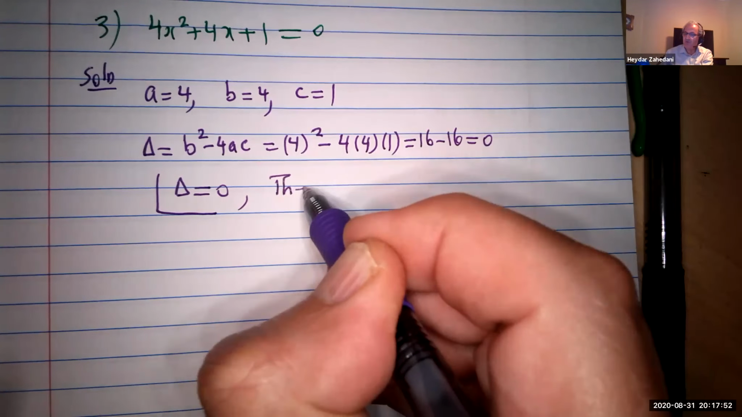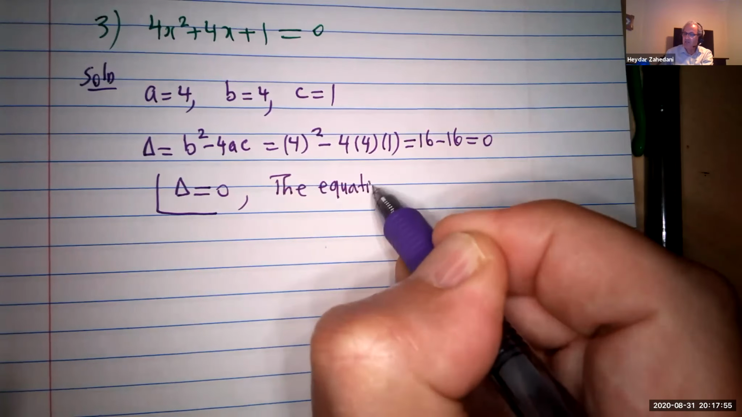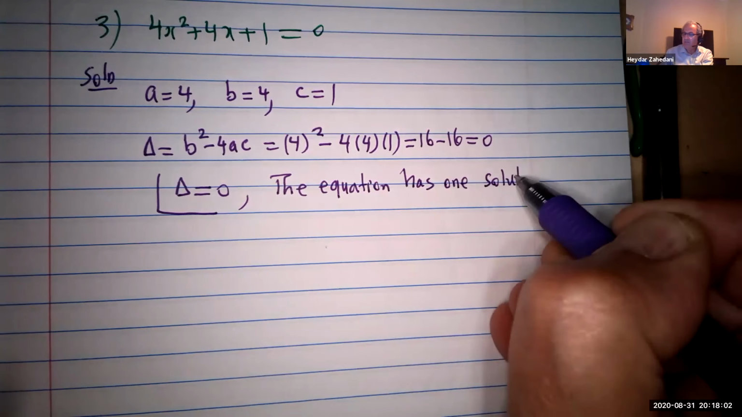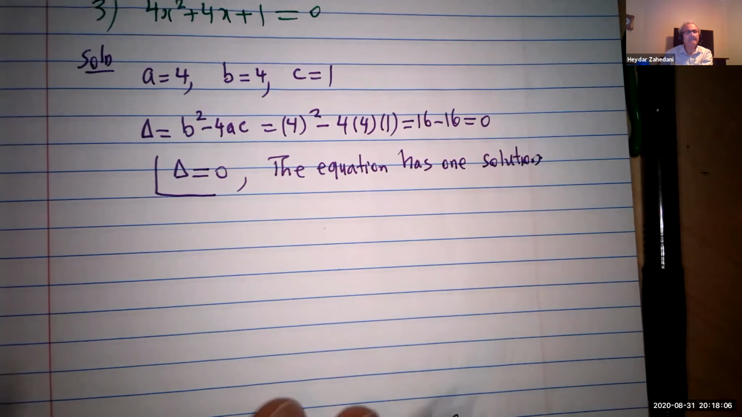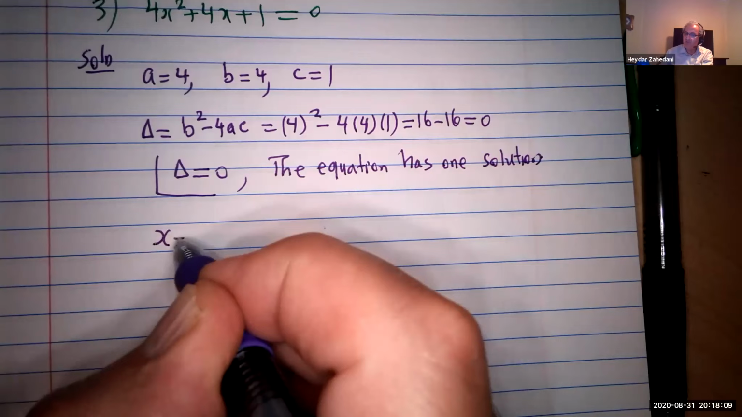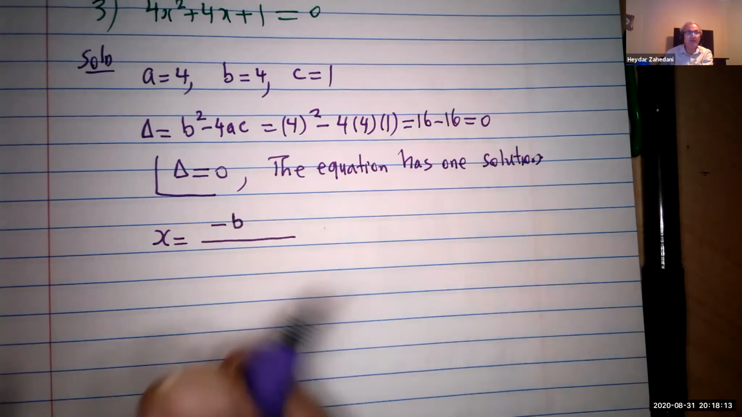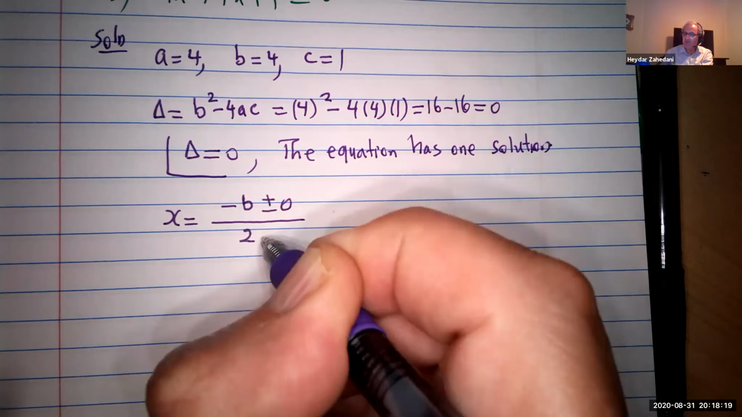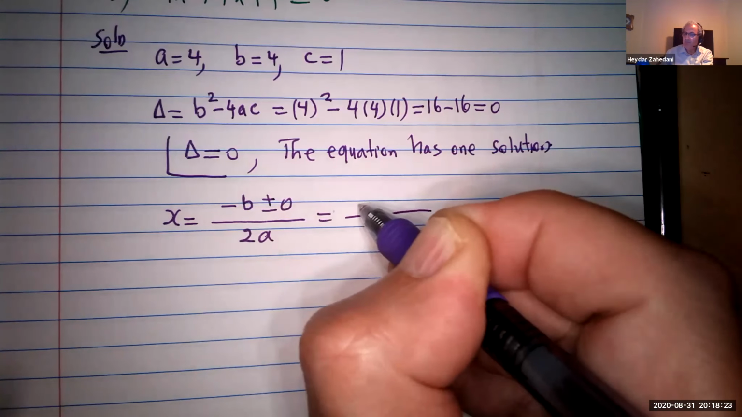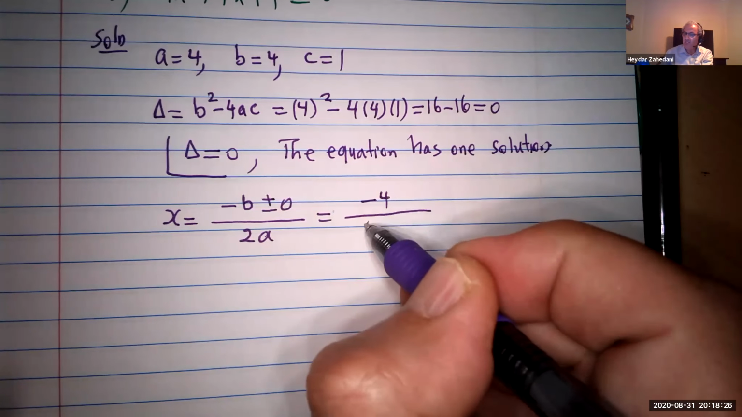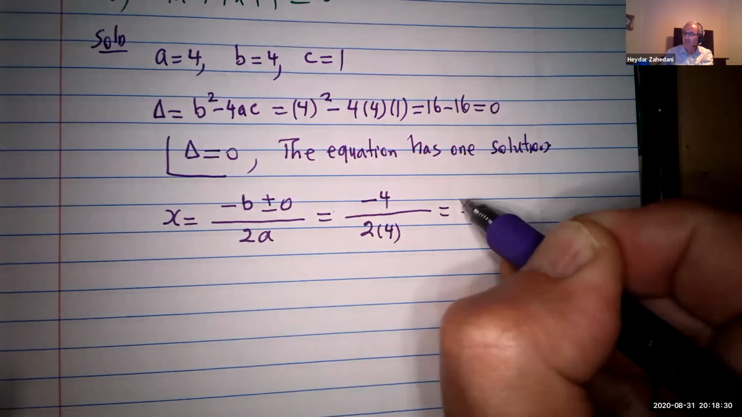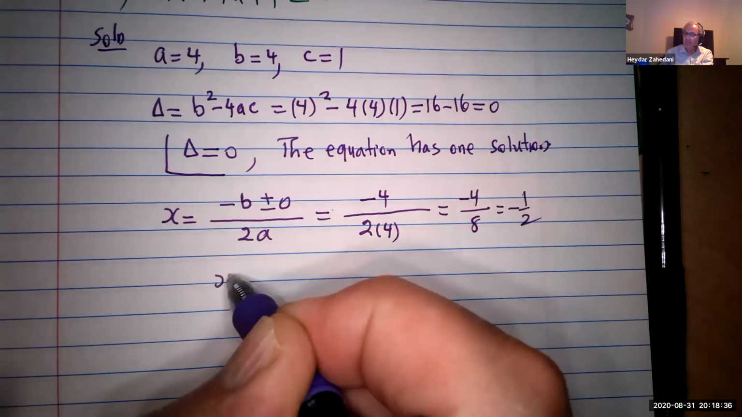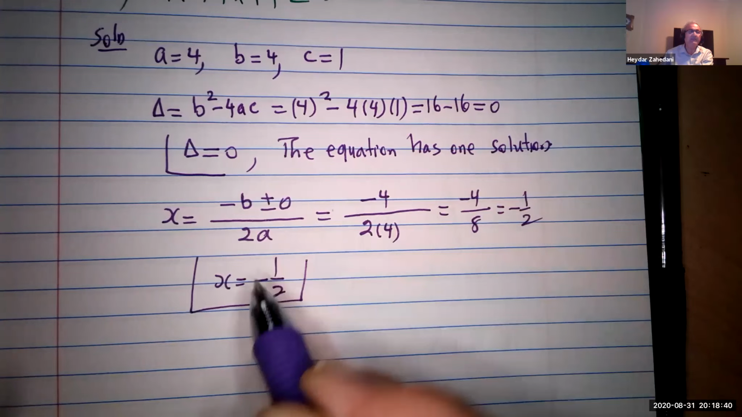Just for your information, the equation has one solution. Remind yourself that you get one solution only. So the formula is going to be x equal to just negative b. You don't have the delta anymore, okay? Delta is 0, so if you like, plus or minus 0 over 2a. So it's going to be just negative b. b is 4, so negative 4 over 2a, 2 times 4. That gives you negative 4 over 8, which is negative half. So x is equal to negative half, the final answer.